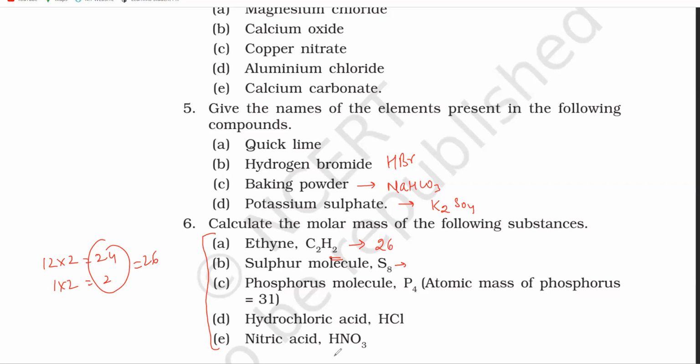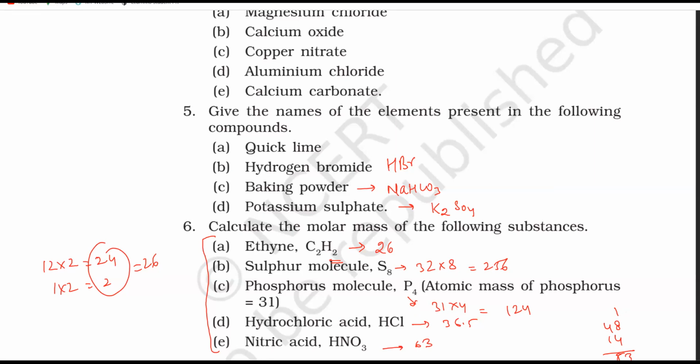What's the mass of these two? 256. Yes, 256, because we have 32 for one sulfur atom and there are 8 sulfur atoms. Next, 31 into 4, we'll get 124. 36.5. What's the next? 63. 14 plus 48 plus 1, so 63. Okay, correct.